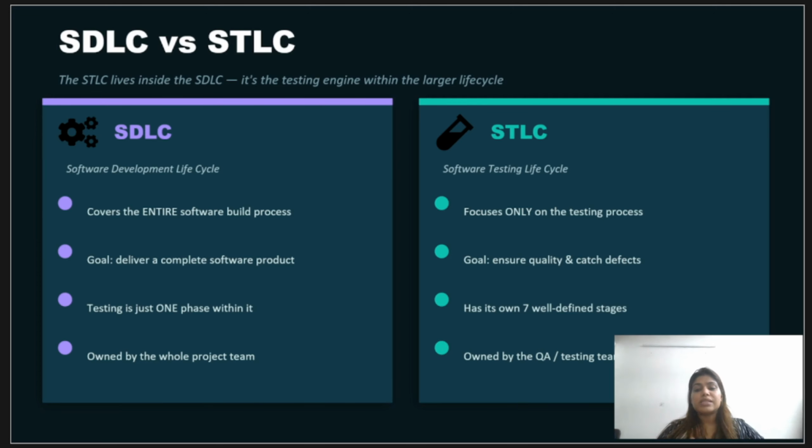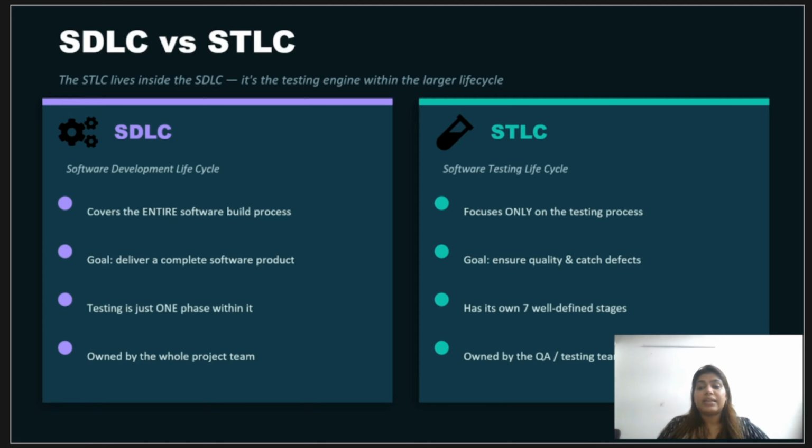Now, if the SDLC is the process of building an entire car, design, manufacturing, assembly, delivery, then STLC is specifically the quality inspection process. How every part and the finished car gets checked, tested and signed off.